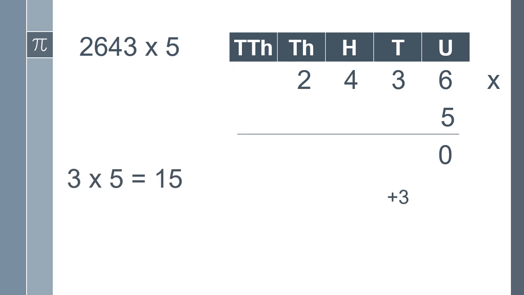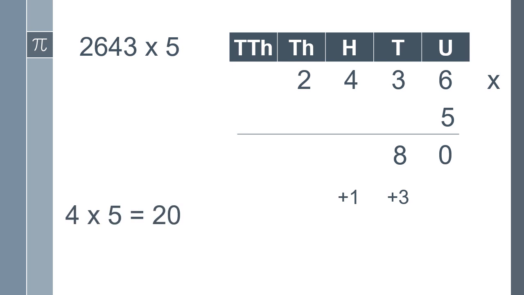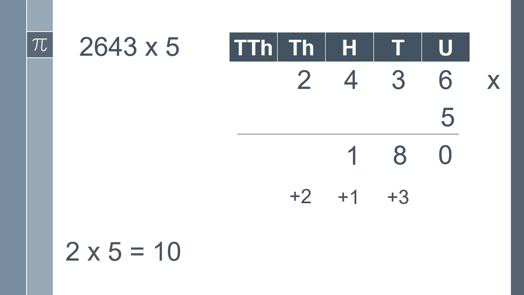3 times 5 is 15. Add 3 is 18. So put your 8 in the tens column and carry the 1. 4 times 5 is 20. Add 1 is 21. So put your 1 in the hundreds column, carry the 2. And then 2 times 5 is 10. Add 2 is 12. So you put the 2 in the thousands column, and then because there's no other sum to do, you put the 1 in the 10,000s column. So your answer for that is 12,180.